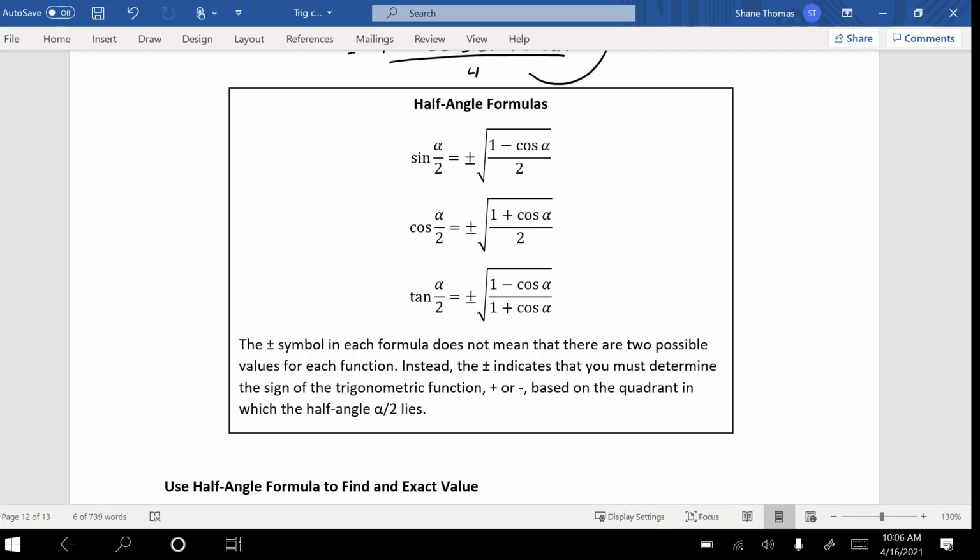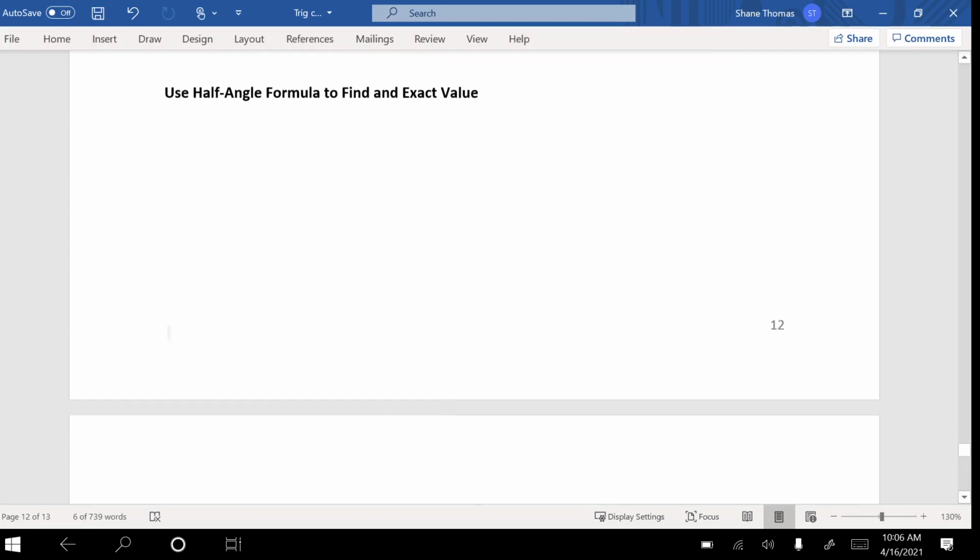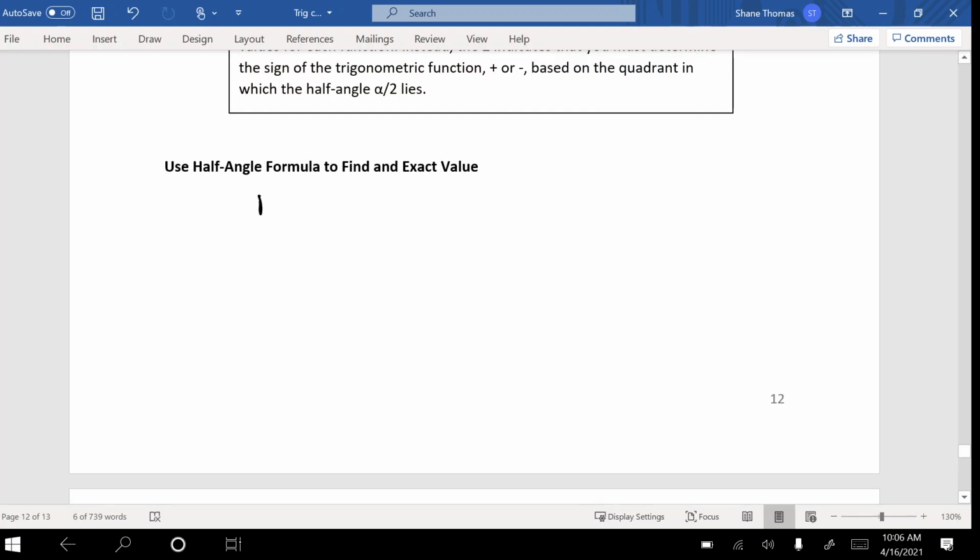And just note that the plus minus symbol in each does not mean you get 2 answers. It means you must determine the sign of your trig function, plus or minus, based on the quadrant in which the half angle lies. That comes back to our All Students Take Calc thing to go around through the 4 quadrants. All right, so we won't do a proof type one here. We'll do an easy, straightforward one. So we want to find the exact value of the cosine of 112.5 degrees.